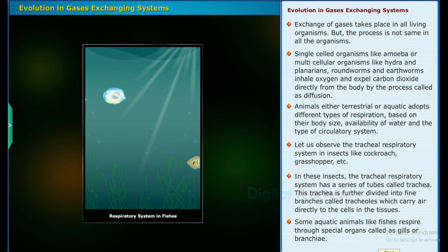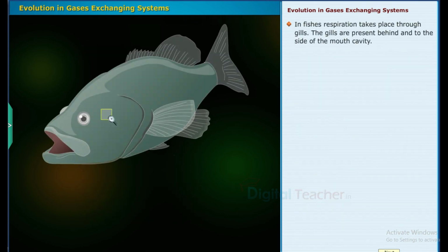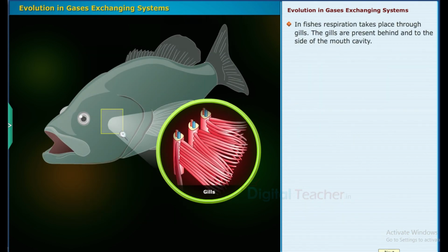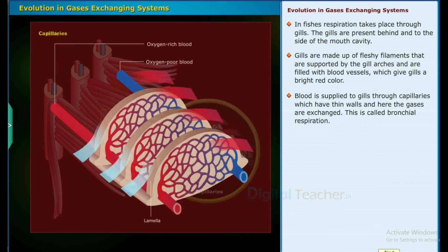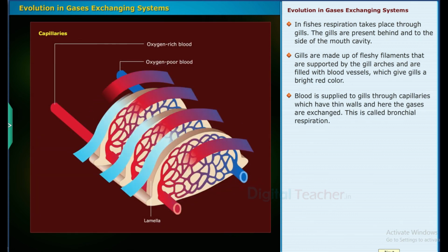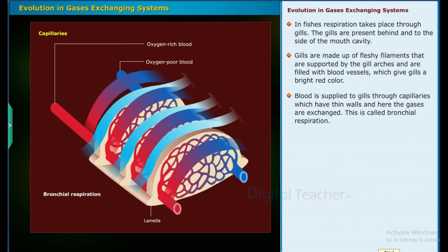Some aquatic animals like fishes respire through special organs called gills or branchiae. In fishes, respiration takes place through gills. The gills are present behind and to the side of the mouth cavity. Gills are made up of fleshy filaments that are supported by the gill arches and are filled with blood vessels, which give gills a bright red color. Blood is supplied to gills through capillaries, which have thin walls, and here the gases are exchanged. This is called branchial respiration.